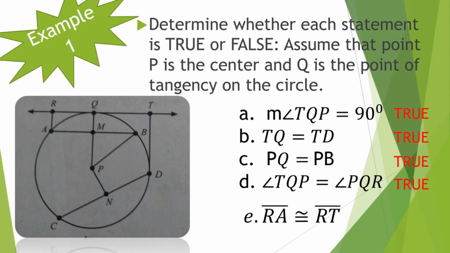So let's have letter E. Line segment RA is congruent to line segment RT. This is false. Why is this false? Because RT is a tangent segment to the circle, but RA is not. When we extend it to C, then it is not a tangent segment, and there's no property that holds that the two are equal.